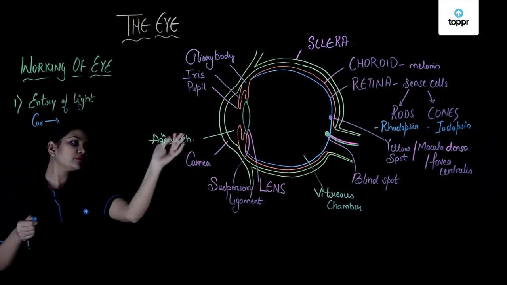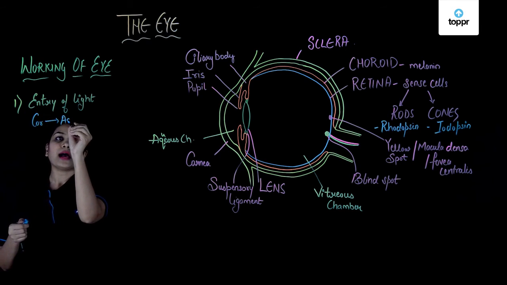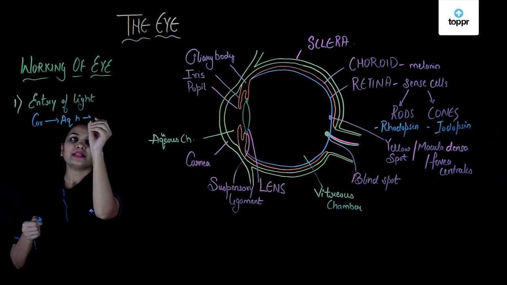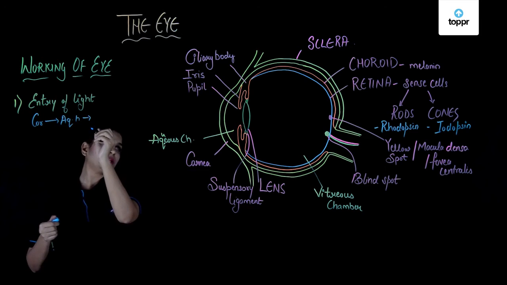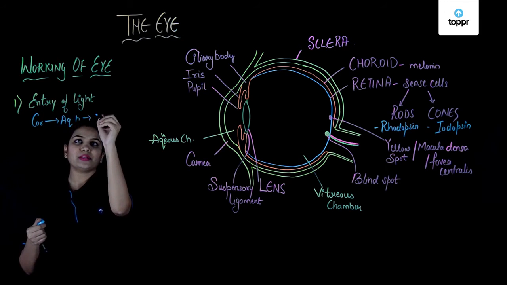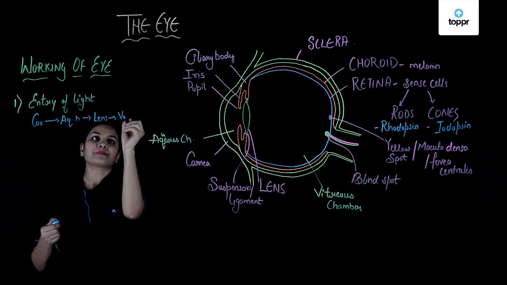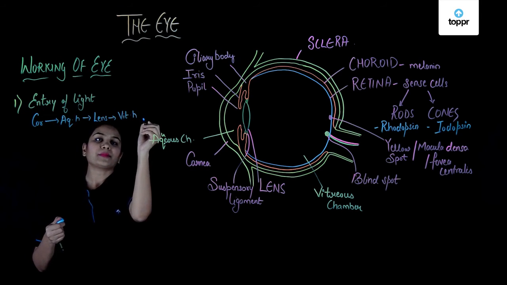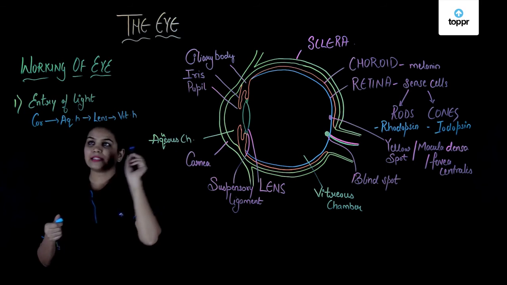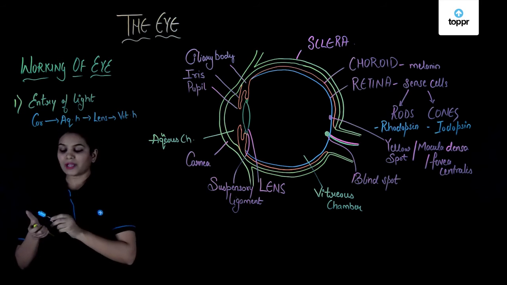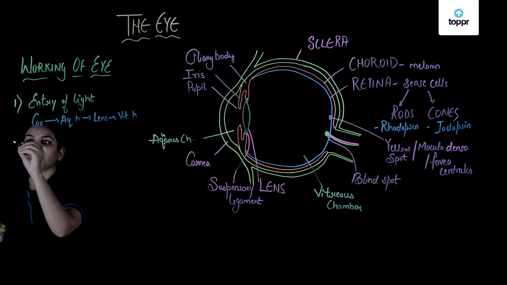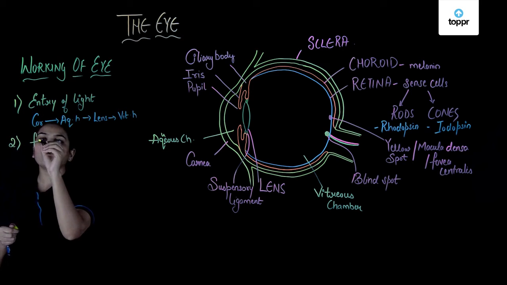Next to the cornea, it will reach the aqueous humor. Okay. Next to it is the pupil and then the lens, we can say. So we will write lens. After the lens is the vitreous humor. Okay. And final is the retina. So first is the entry of light. Now as the second step, we will see the focusing of light.